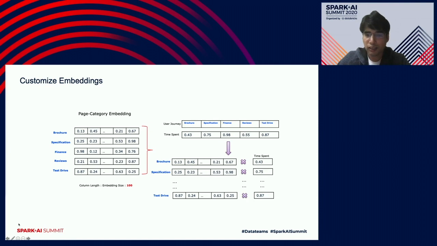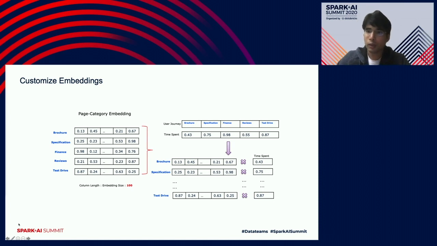As a result, we get a final embedding for the user that represents the entire journey. It takes into account the order of the steps that the customer has taken. It takes into account the amount of time the customer has spent, and that's why it also considers the meaning of the page category itself.